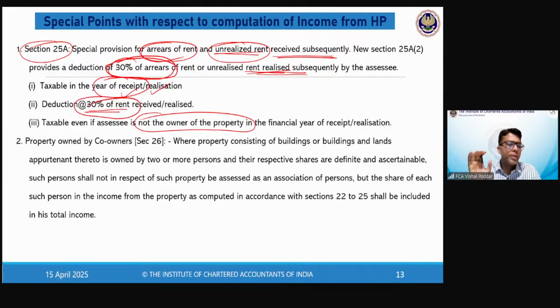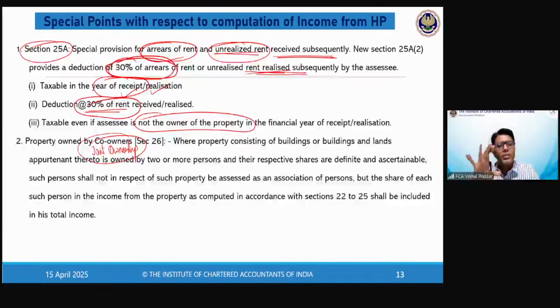And the last point is property owned by co-owners. What are co-owners? We also call it joint properties or joint ownership properties. Like in case of a flat, husband and wife have together purchased that flat. The name of both the persons is there on the document. So that is the example of co-ownership. Now, in case of co-ownership, let us say you are getting rent on this particular flat. What will be the tax treatment?